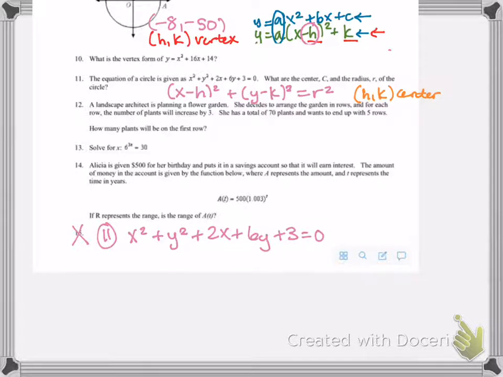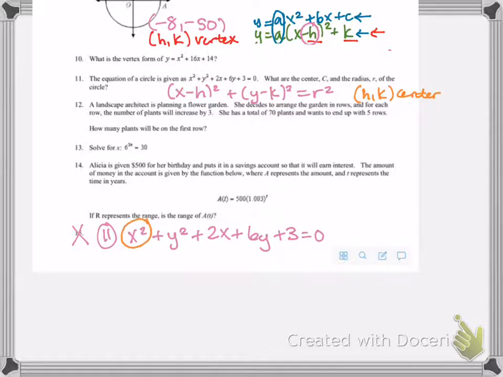Alright, so you will notice that the equation that we're given doesn't look much like the equation for the circle, does it? So if I want to find the equation for the circle and determine what the center and the radius are, I've got to get this equation to look like this one. And in order to make that happen, I'm going to have to do something called completing the square. We did that in number 10 as well.